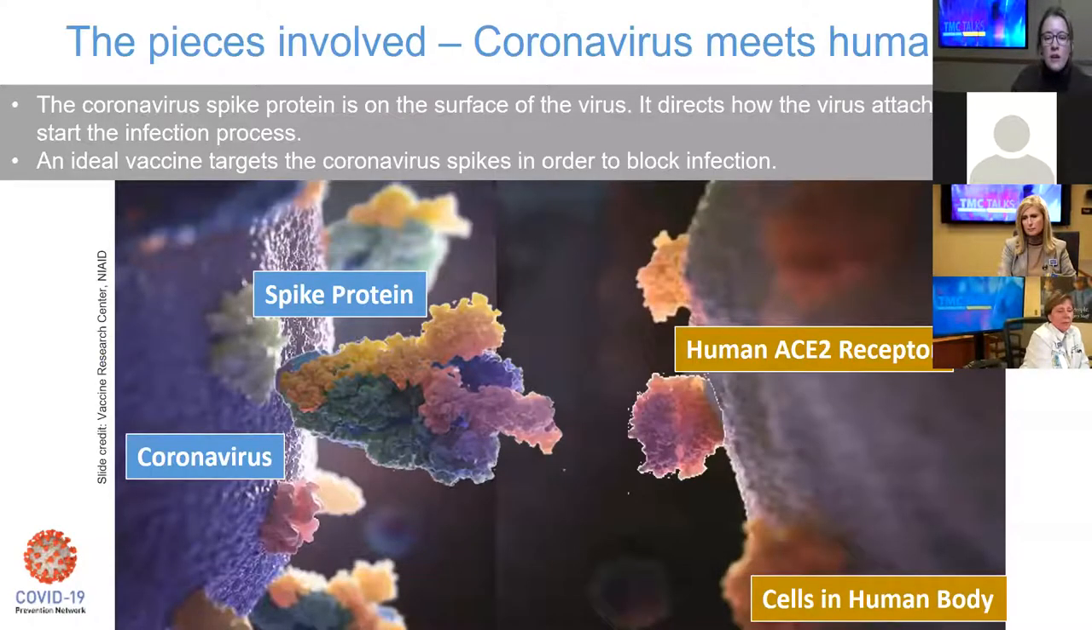So this is alluding to what Dr. Jackson was talking about. On your left, you can see the coronavirus, and you can see the spike protein that gives it its crown-like appearance. That little spike protein right there is what attaches to the human ACE2 receptor on the right. So it's basically like a key and a doorknob.